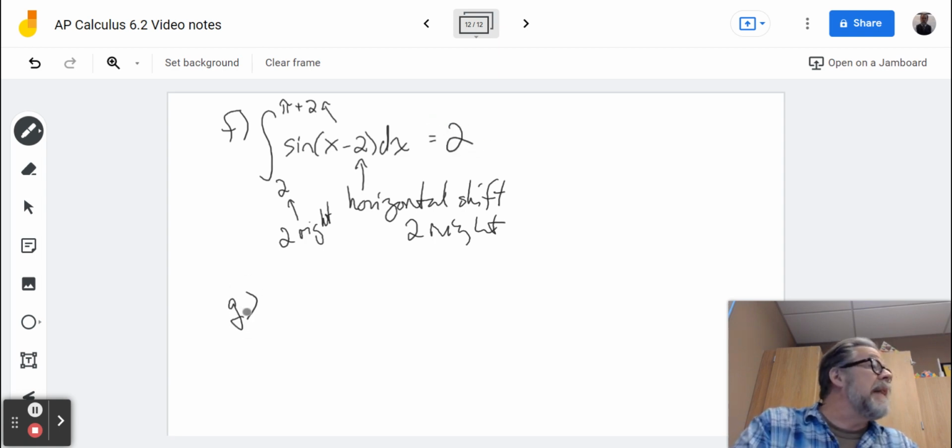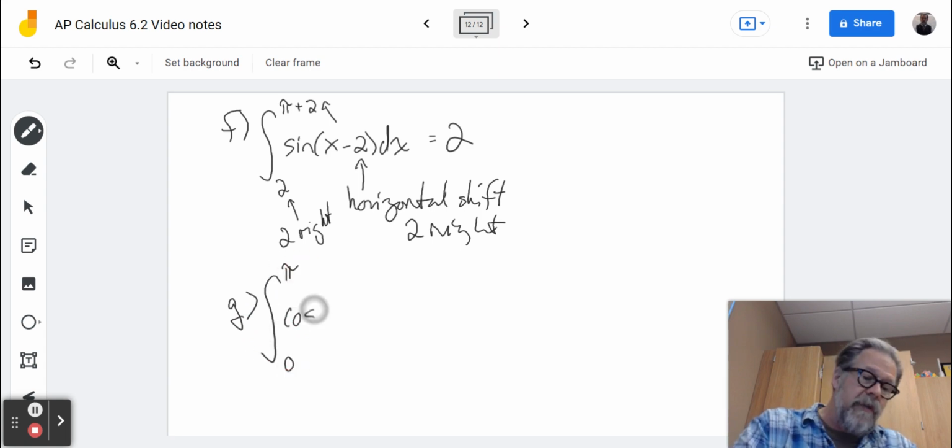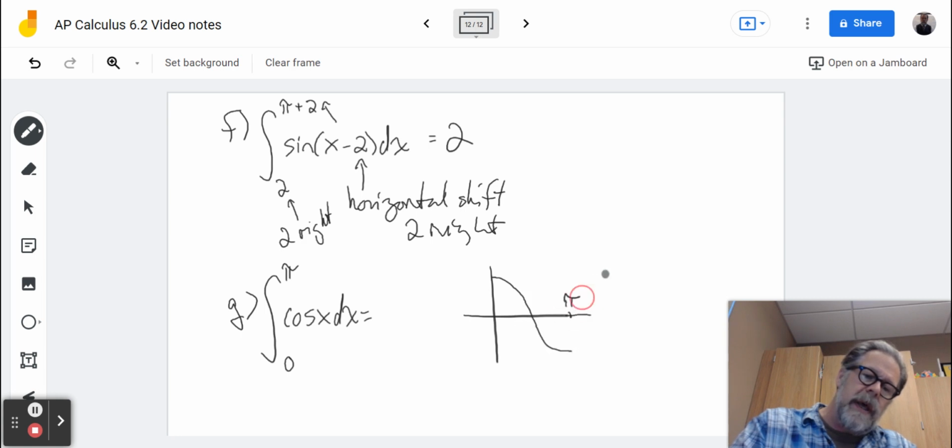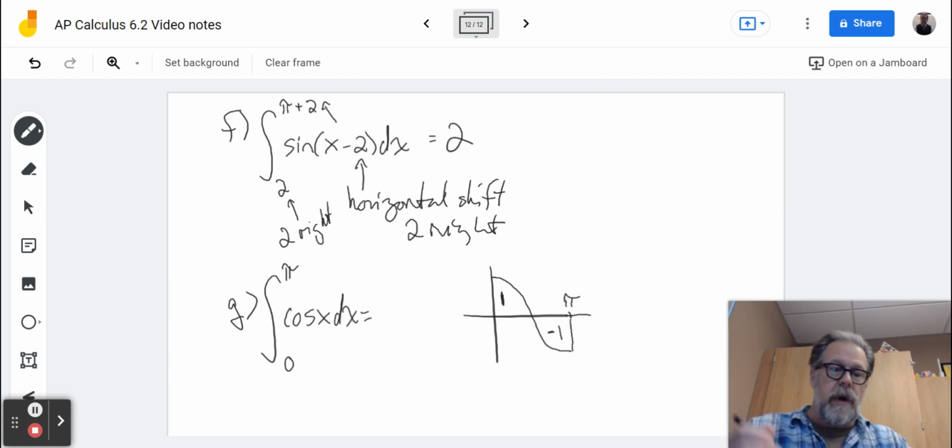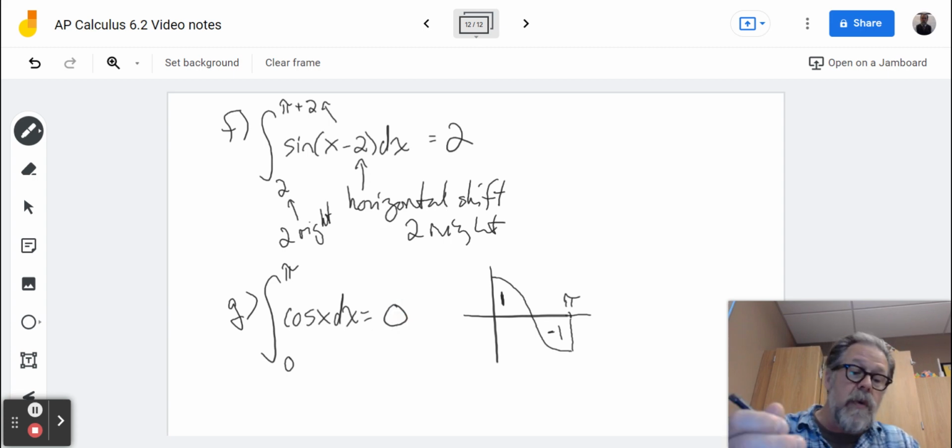And finally, let's look at cosine, the integral from 0 to pi of cosine of x dx. Knowing that the sine integral is equal to 2, and knowing that cosine looks like this and is the exact same shape as sine, we could say that this part is going to be 1 and this part is going to be negative 1, because that whole curve is 2, but we just shifted it over by a half. So the integral from 0 to pi of cosine x dx is just going to be 0.